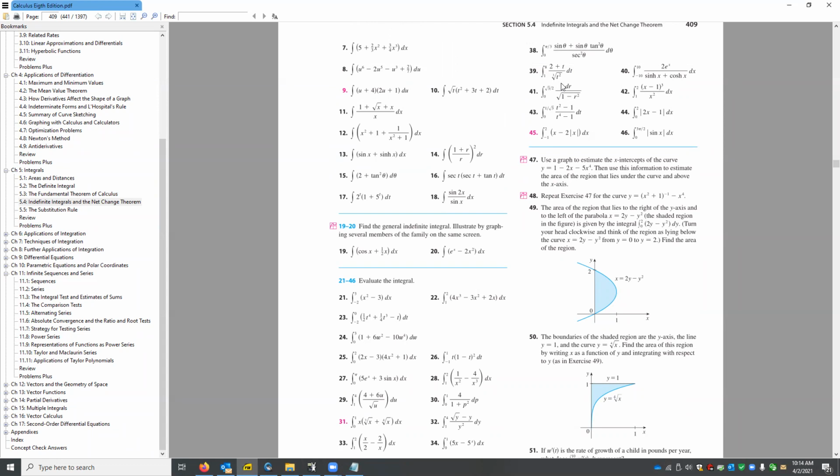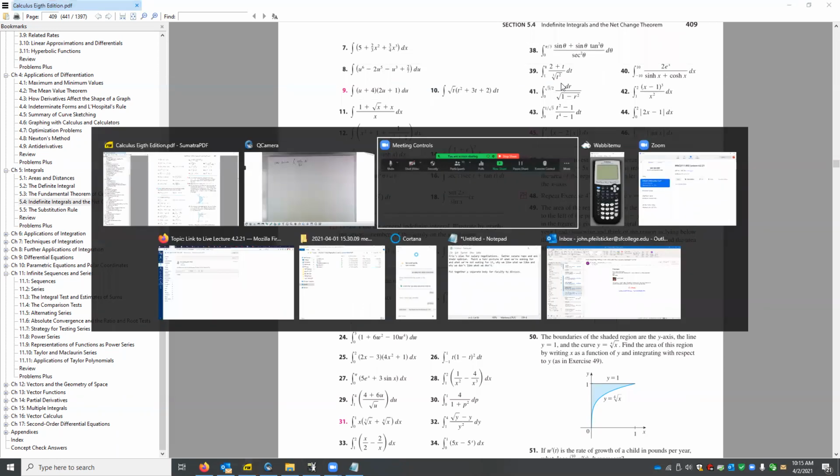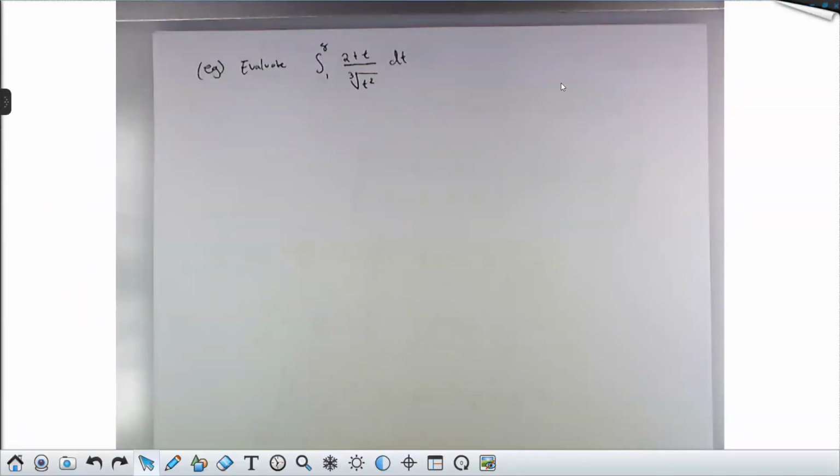I'll write this down and then we'll pan back. Integral 1 to 8, 2 plus t over the cube root of t squared dt. Here we go. We'll do one more like this before we talk about substitution.